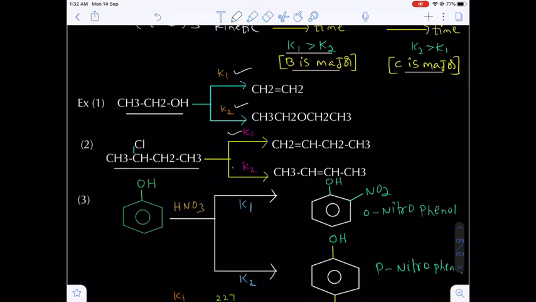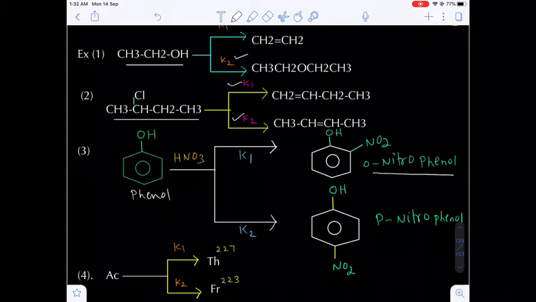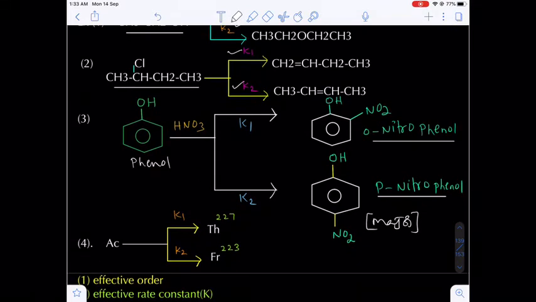Now one more example, we have phenol: nitration of phenol to give ortho-nitrophenol and para-nitrophenol. We know para-nitrophenol will be the major product due to intermolecular hydrogen bonding. Because of what?